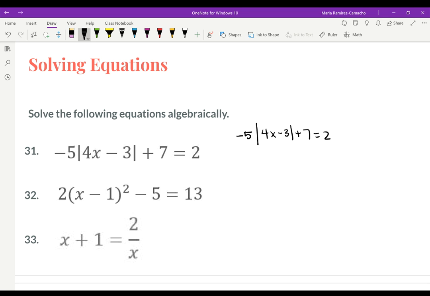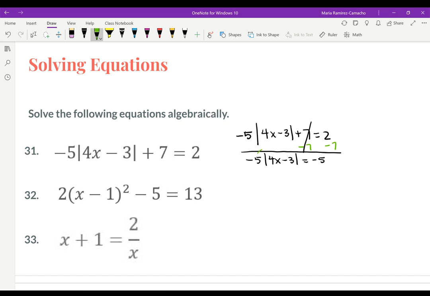Now we want to isolate x. We want to solve for x, so we have to work from the outside in, peeling back some of these layers, as I like to think about it, in order to get to x. Okay, we want to start off by peeling back this plus 7. So let's subtract 7 from both sides to get rid of that. This cancels out. We're left with -5 times the absolute value of 4x minus 3 equals -5.